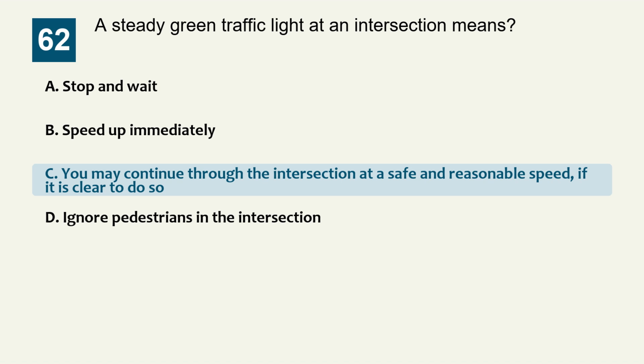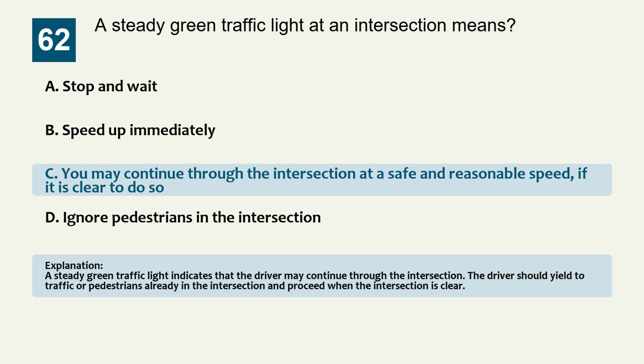The correct answer is option C. You may continue through the intersection at safe and reasonable speed if it is clear to do so. A steady green traffic light indicates that the driver may continue through the intersection. The driver should yield to traffic or pedestrians already in the intersection and proceed when the intersection is clear.